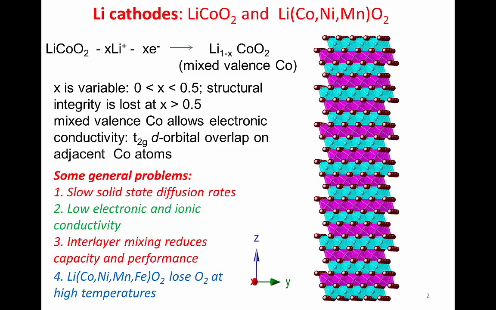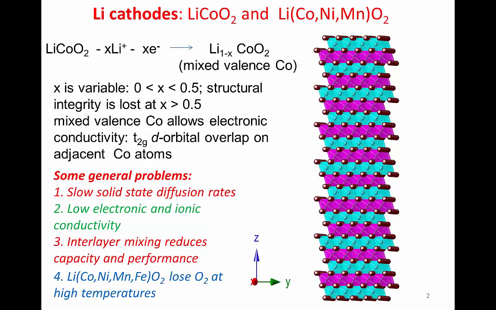A third problem that occurs is that very frequently there is mixing between the lithium and the cobalt layers. They don't stay entirely separate, and so there is some cation mixing during charge-discharge or during synthesis, and this can lead to a reduction in capacity and performance.